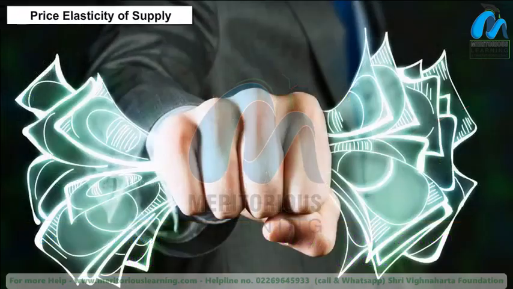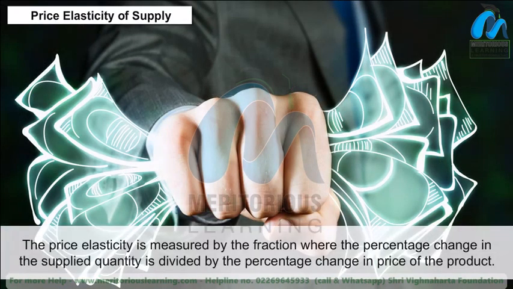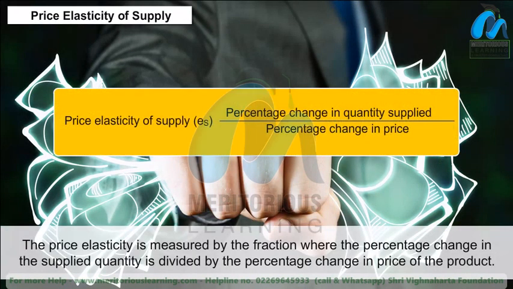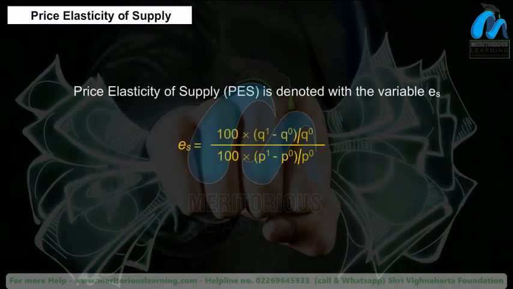Price elasticity of supply. The price elasticity is measured by the fraction where the percentage change in the supplied quantity is divided by the percentage change in the price of the product. Price elasticity of supply, or PES, is denoted with the variable ES.